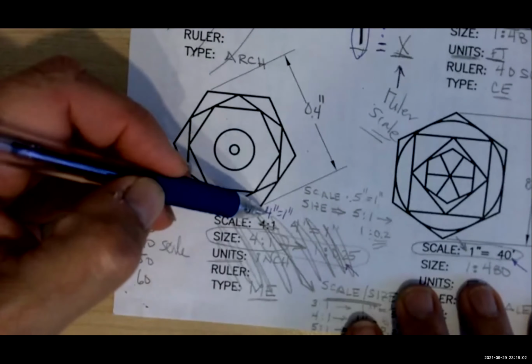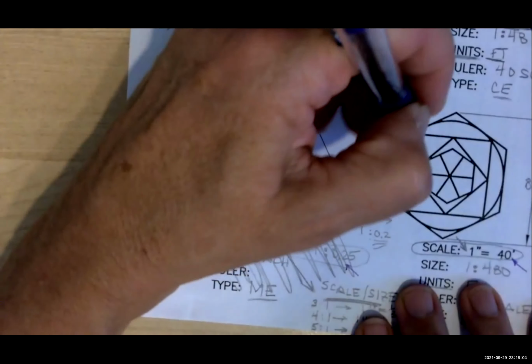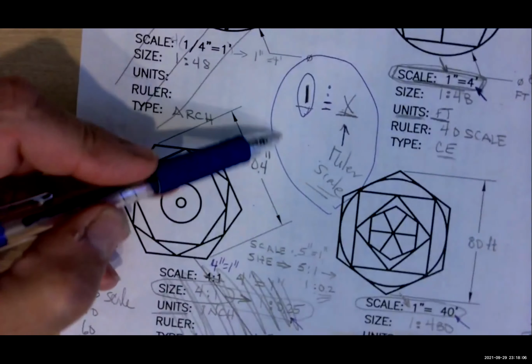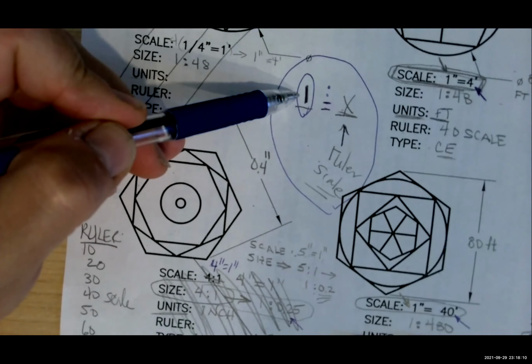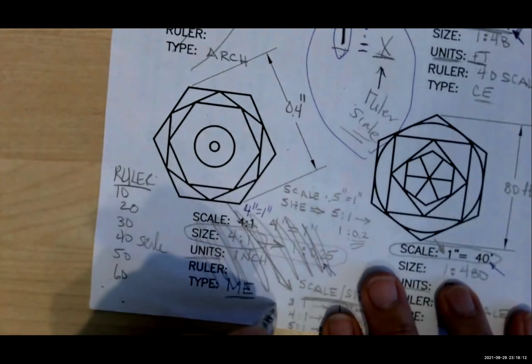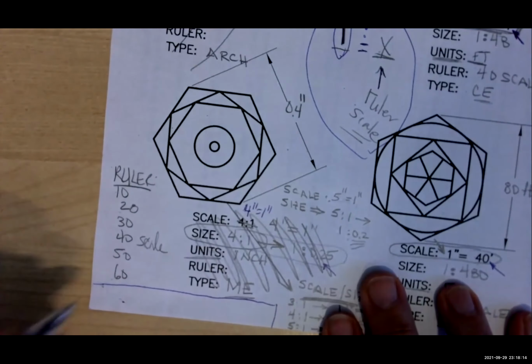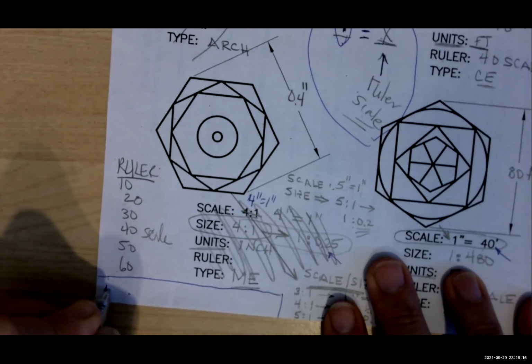Okay. So then the next thing is, in order to be able to determine what ruler I use, I have to have a 1 on the left side. Okay. So let me just rewrite it here. They gave me 4 to 1.